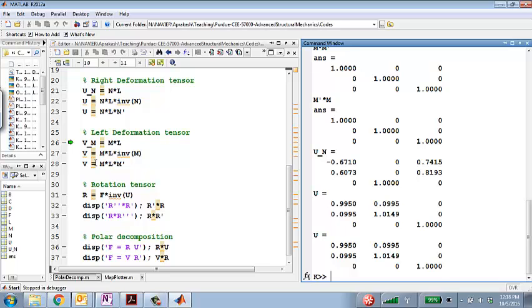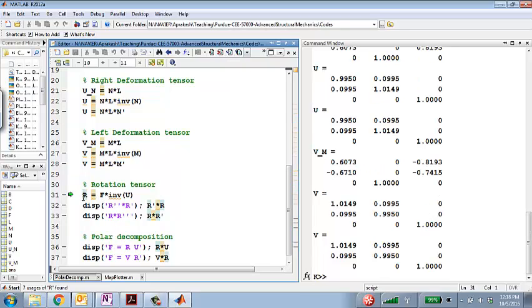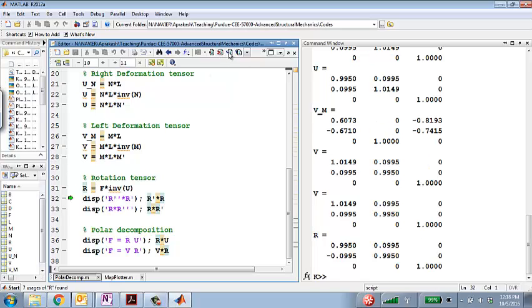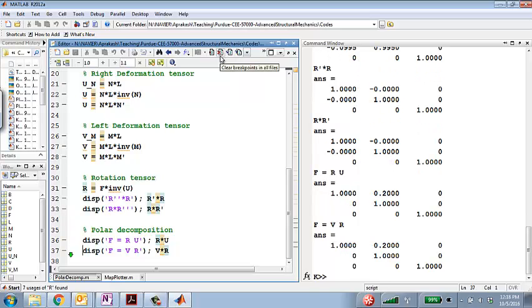And similarly, you can find V tensors. Once you have V tensors, you can find R tensor by F times U inverse or by V inverse times F. And those are all written out here, so I'll let it run. That's R, and you can verify that R is also an identity tensor. So take a look at this code. I went through it sort of quickly.